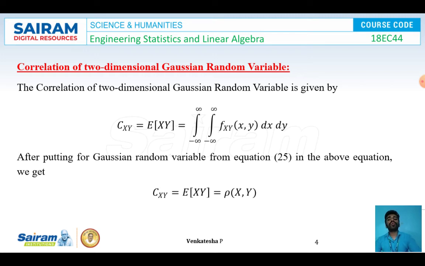Correlation of two-dimensional Gaussian random variable. The correlation of two-dimensional Gaussian random variable is given by the formula C_xy is equal to expectation of xy is equal to double integral minus infinity to plus infinity xy f_XY(x, y) dx dy. So now after replacing this formula in the equation number 25, we will be getting C_xy is equal to expectation of xy is equal to rho xy.